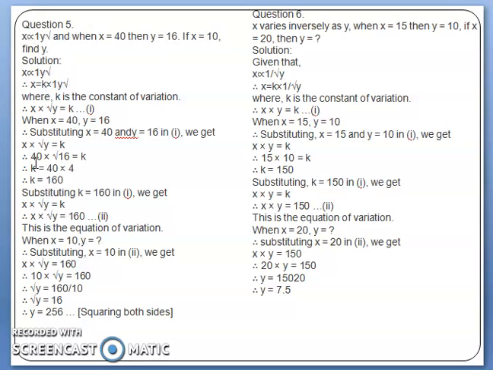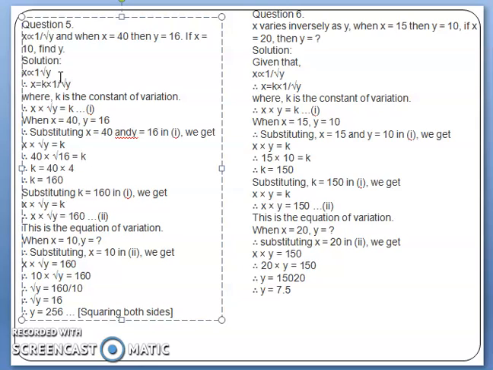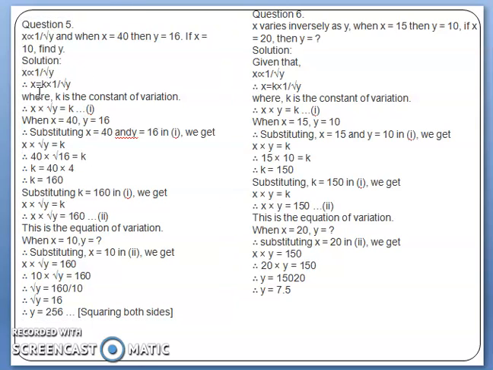So here we can see X varies as 1 upon root over Y, and when X is equal to 40, then Y is equal to 16. If X is equal to 10, find Y. So first of all, in the solution, X varies as 1 upon root over Y. That we have to mention. Then X will be equal to, we will remove the variation sign, K multiply 1 upon root over Y, where K is the constant of variation. Therefore, X multiply root Y is equal to K.